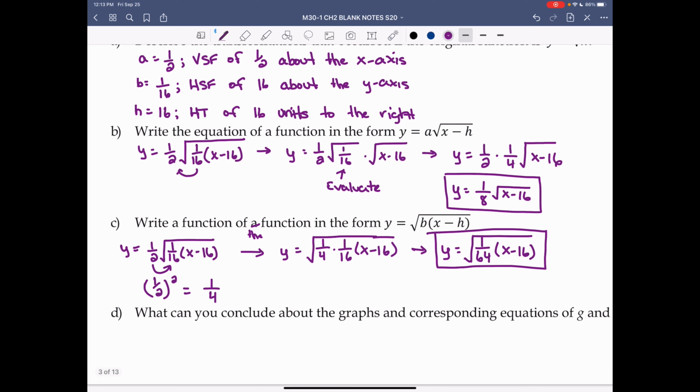Part D, what can you conclude about the graphs and corresponding equations of g and h? Well, the graphs and the equations are the same.